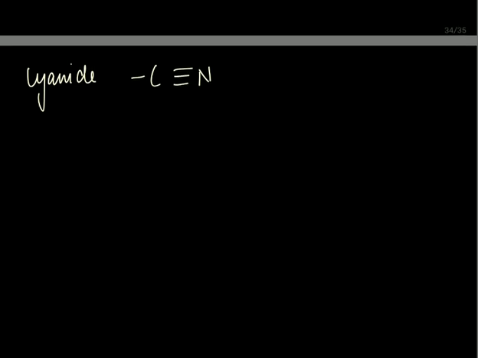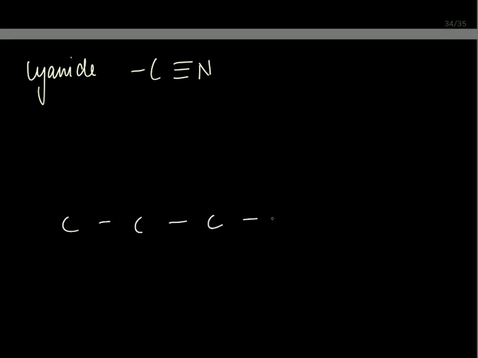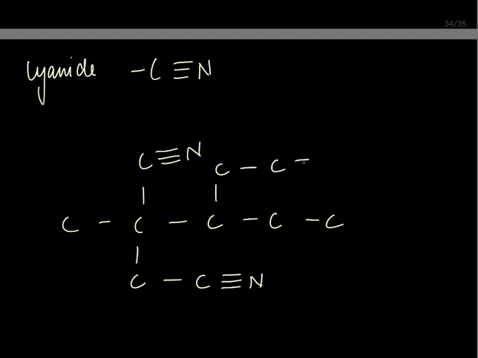for cyanide. C triple bond N attached to any alkyl group. So if we have a structure something like this. So let's see the structure. You have too many cyanides, and the suffix for cyanide that we have is nitrile. I've told you in that table in the previous video.